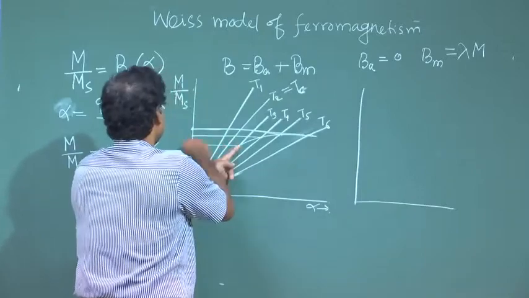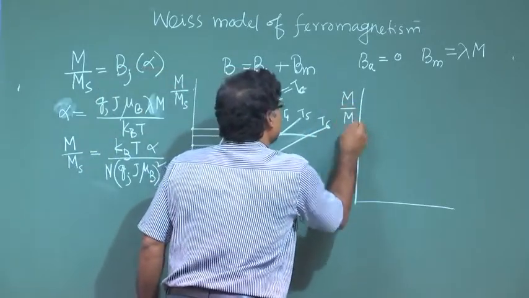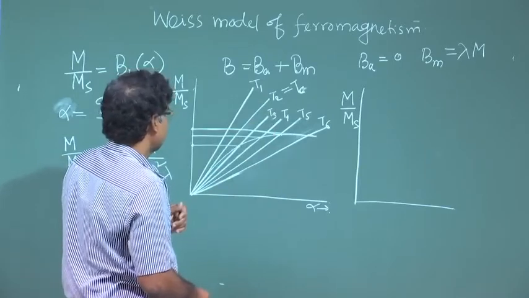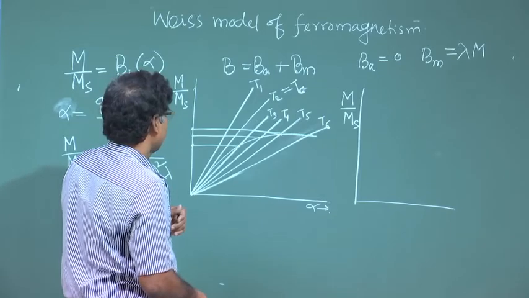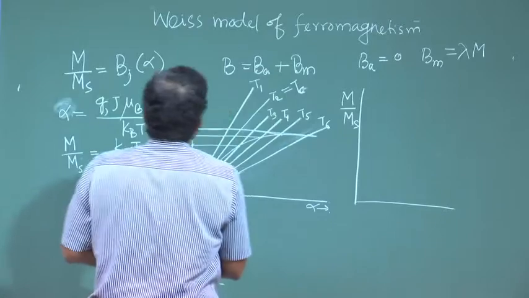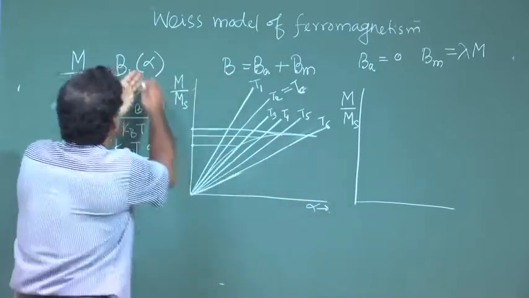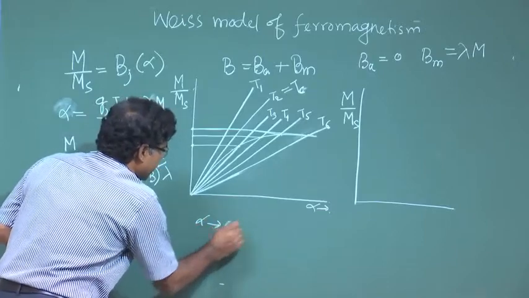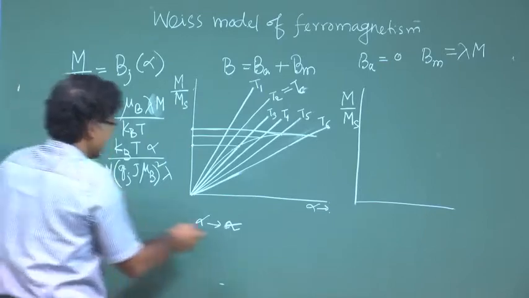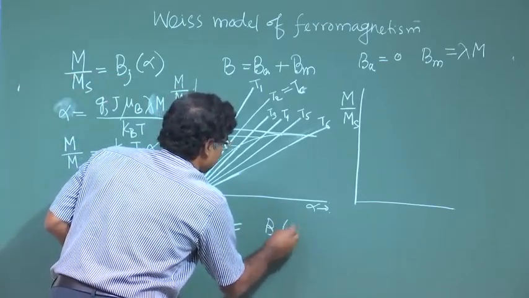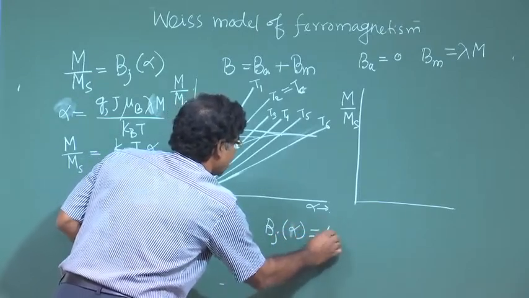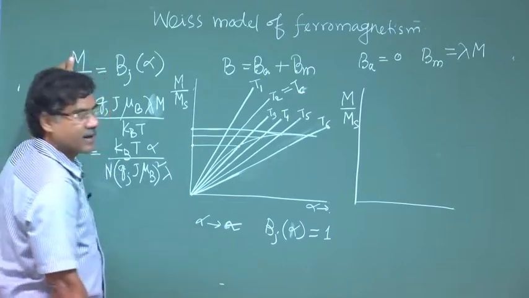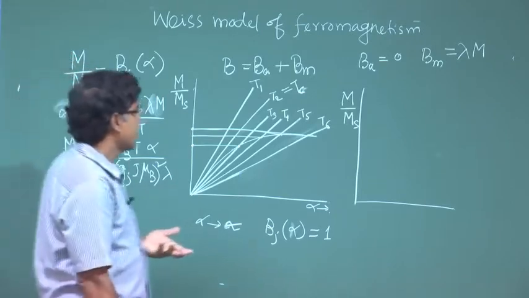So, I can get m by ms value for different t value. What we are seeing is that when alpha tends to infinity, this Bj alpha function is basically 1. In that case you will get this magnetization m equal to ms, the spontaneous magnetization, that is, saturation magnetization.